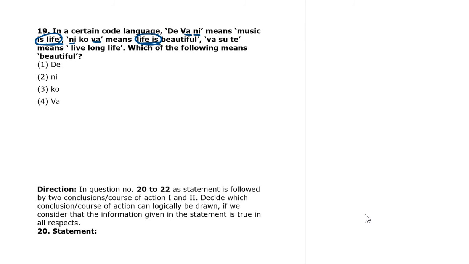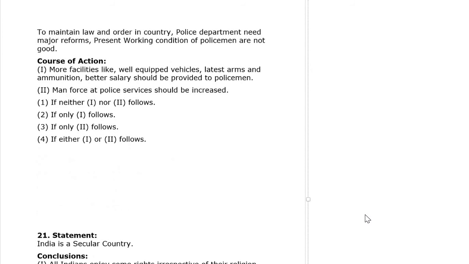Okay, what remains? Music means D here, because the common ones we cancel. Those represent is life. So remaining, music is D. Here, what is beautiful? The answer is K. Okay, like that we can check it. Come to the next question.